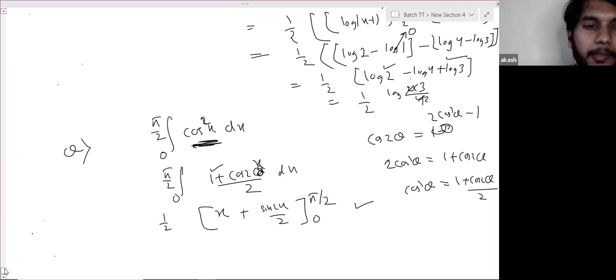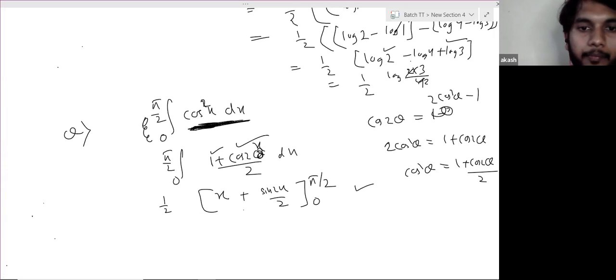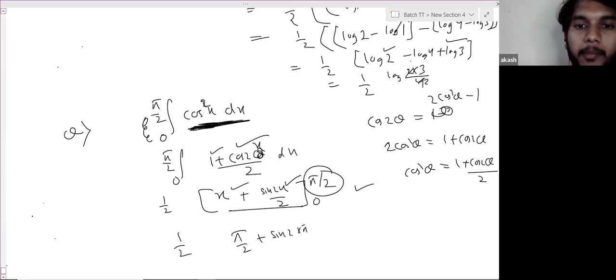All right. And Kinza, look at this. Limits are nothing special. Forget the limits. Just integrate this. All right. So I integrated this. Now what you have to do, look at the upper limit. And wherever you see x, just put the value: pi by 2 plus sine 2 into pi by 2, by 2. All right?